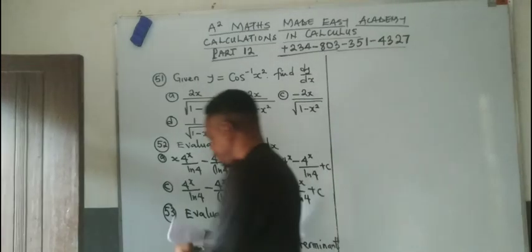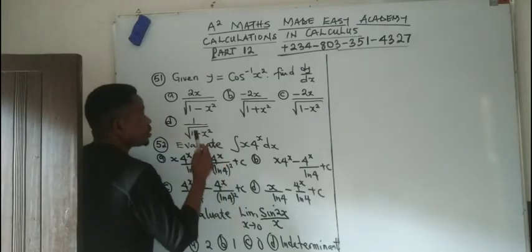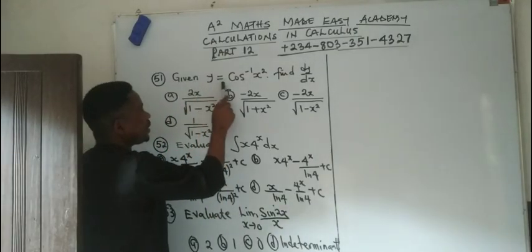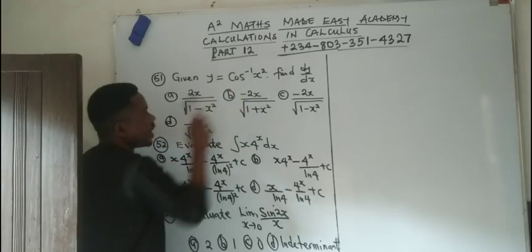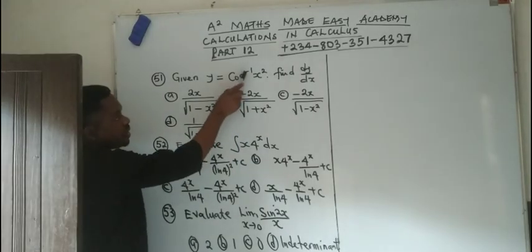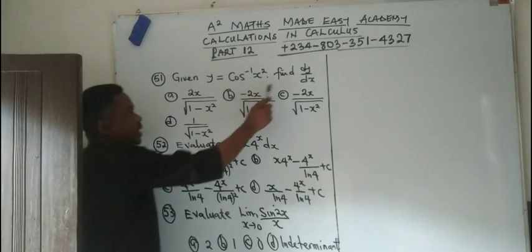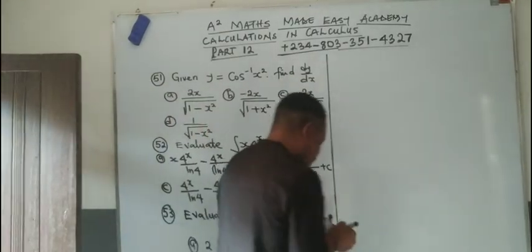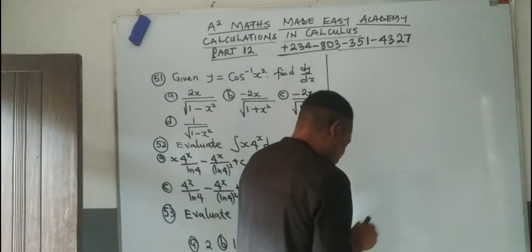Now, question number 51. The question says that given that y is cos inverse of x squared, find dy over dx. Now, this is inverse of trigonometry. Are you with me now?